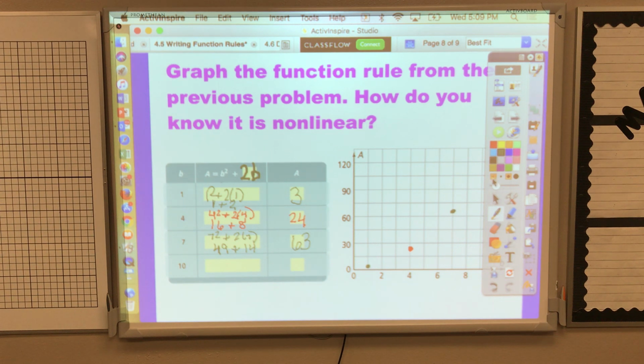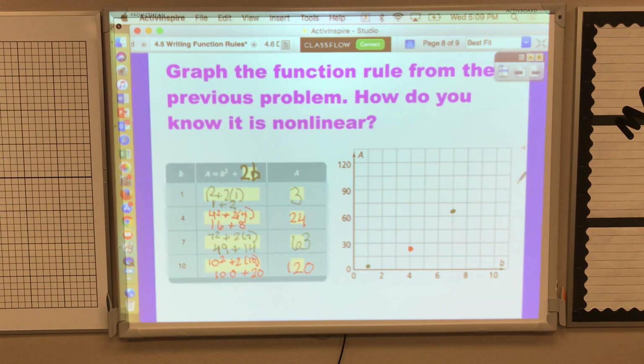Okay, and the next one they want me to plug in is 10. So when I plug in 10, 10 squared plus 2 times 10. 10 squared is 100, plus 2 times 10 is 20. So at 10, I'm all the way up at 120. So I have 4 dots, one right down here, one here, one here, and one here.